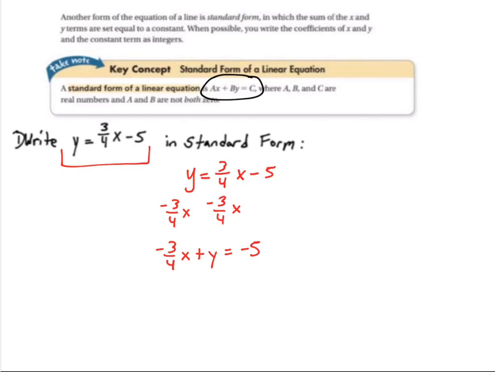I said before that I don't want fractions, so now I have to figure out how to get rid of this 3/4. Well, to get rid of the fraction, we're going to multiply by essentially what's in the denominator through the entire problem. So in this case, it's 4. So we're multiplying everything by 4. So we're going to see it cancel here. The 4 is going to apply to the y and the negative 20. So our answer, when all is said and done, is 3x plus 4y equals negative 20.